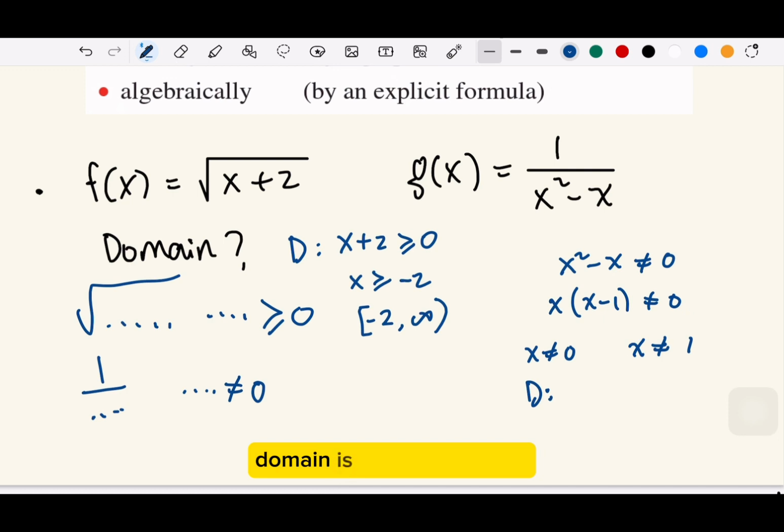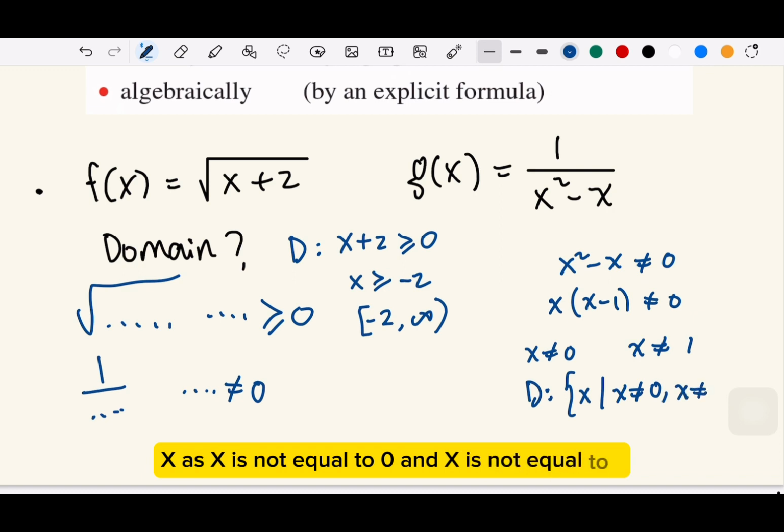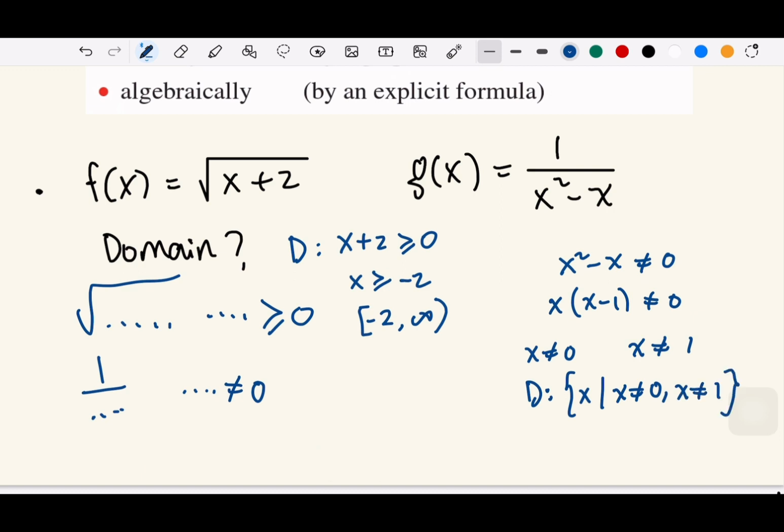Usually, if you want to write the domain completely, with this type of curly bracket, we write x such that x is not equal to 0 and x is not equal to 1. Usually, if you want to write it beautifully in mathematics, using this. How to read this? The domain is all x such that x is not equal to 0 and x is not equal to 1.